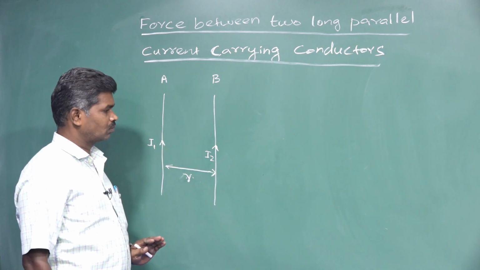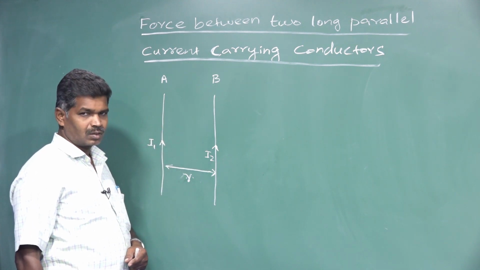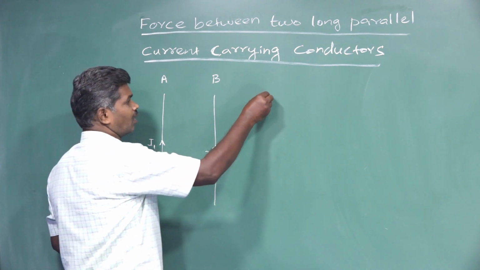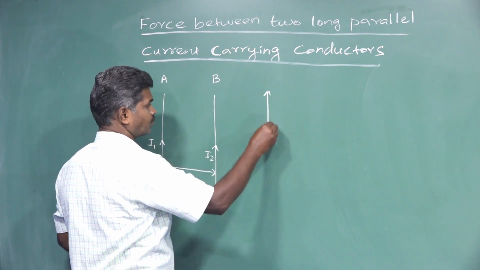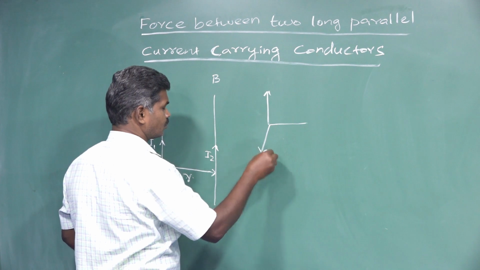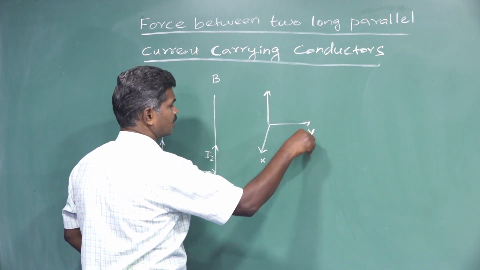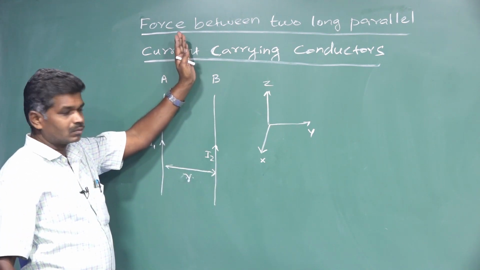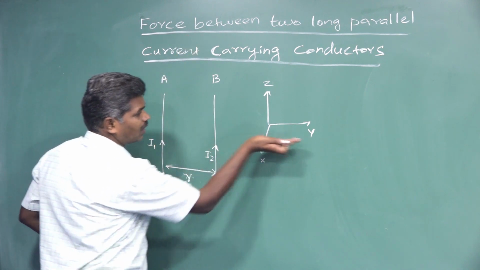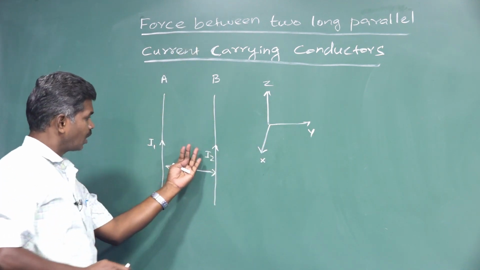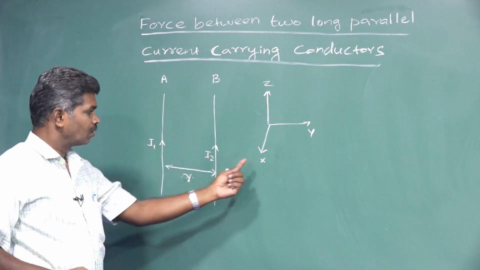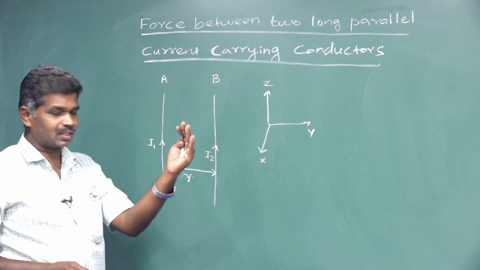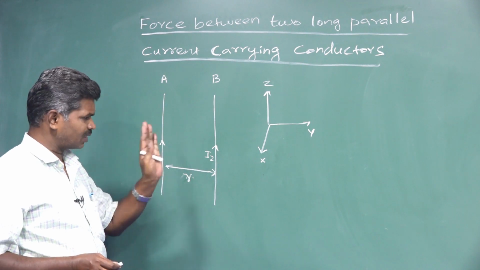We are going to represent the directions with the help of a three-dimensional Cartesian coordinate axis. So we draw an axis. This is the x-axis, this is the y-axis, and the z-axis. We consider upward as the positive z-axis, towards the right as the y-axis, and the outward direction as the x-axis. If outward is the positive x-axis, then inward is the negative x-axis.